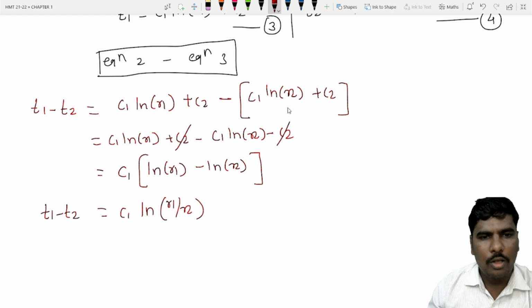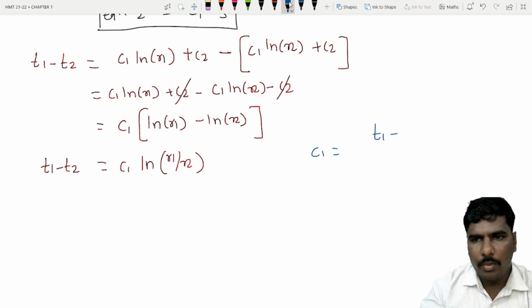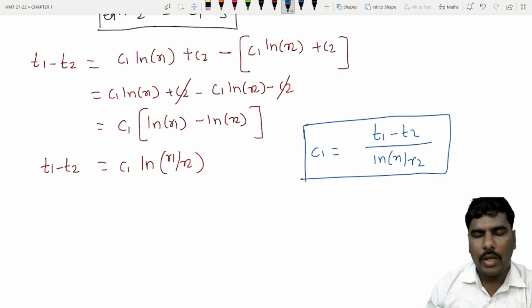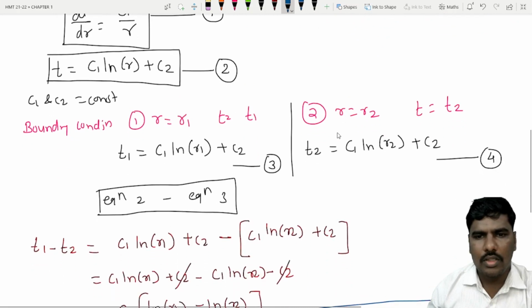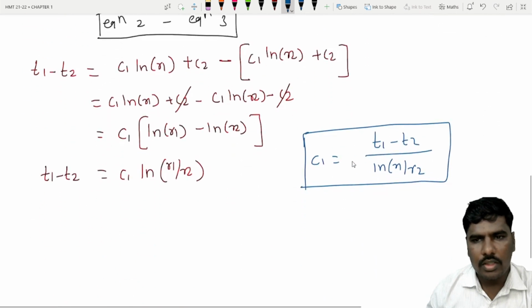But here we require the value of C1, so I am rearranging this equation. C1 is equal to (T1 - T2) divided by ln(R1/R2). So here we get the value of C1. Now, once we have the value of C1, we can put it in equation number 3 or equation number 4. I am putting the value of C1 in equation number 3.